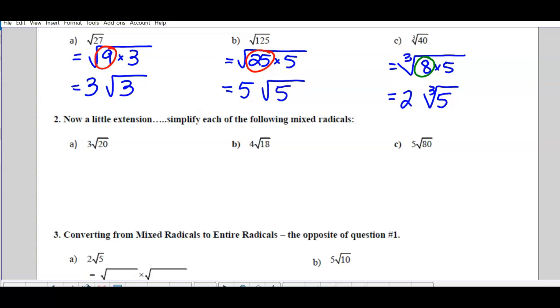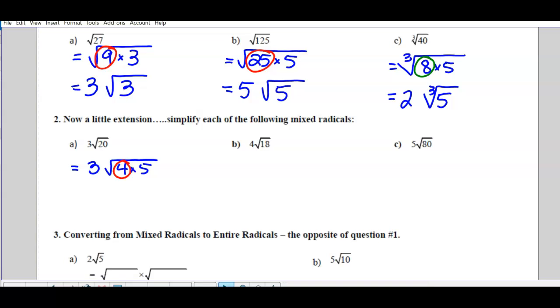Okay, so a little bit of an extension here. Now we have a number in front. When you have a number in front, that means multiply, if there's nothing shown there. So it's 3 times whatever the square root of 20 is. I'm still going to look at 20 for the biggest perfect square that's a factor of 20. So you look here, 4. All right, 4 is the biggest one that goes into 20 without a remainder.